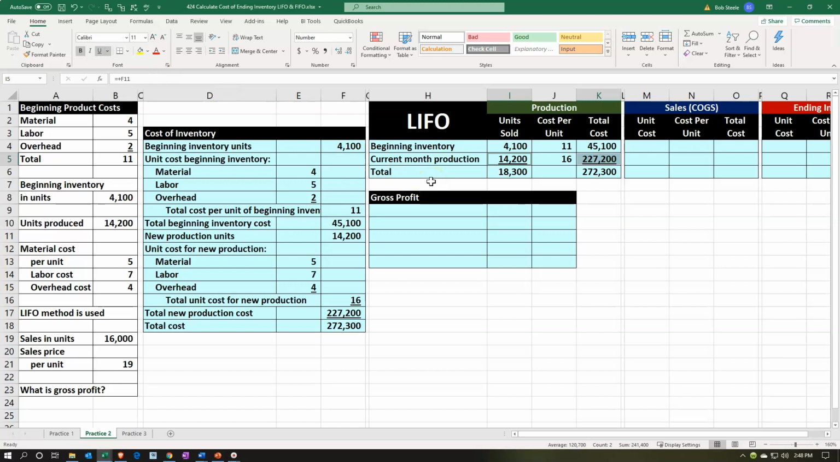Okay, now which ones did we sell? That's going to be the second component here. We're going to sell under LIFO the newest ones first. So we're going to clean out these items when we sell, as we sold 16,000 units.